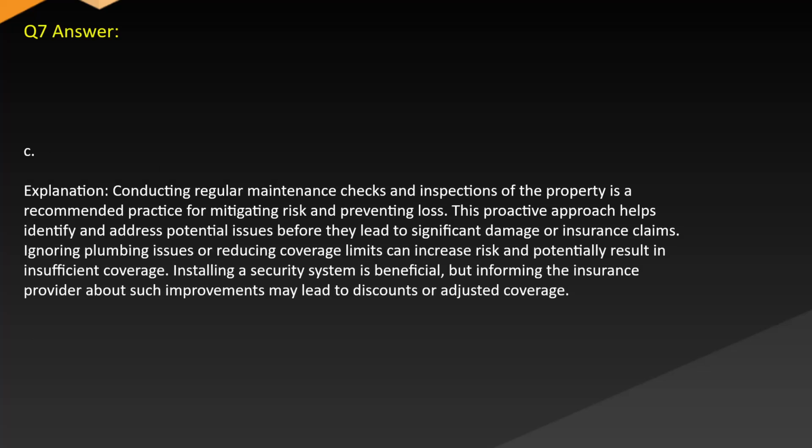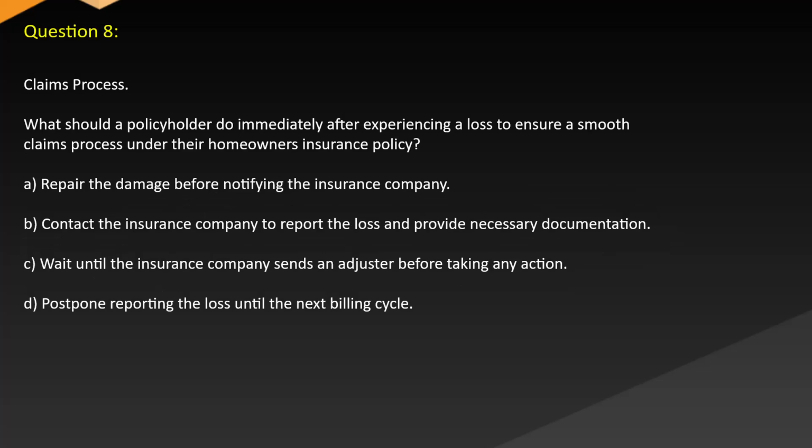Answer C. Explanation. Conducting regular maintenance checks and inspections of the property is a recommended practice for mitigating risk and preventing loss. This proactive approach helps identify and address potential issues before they lead to significant damage or insurance claims. Ignoring plumbing issues or reducing coverage limits can increase risk and potentially result in insufficient coverage. Installing a security system is beneficial, but informing the insurance provider about such improvements may lead to discounts or adjusted coverage.